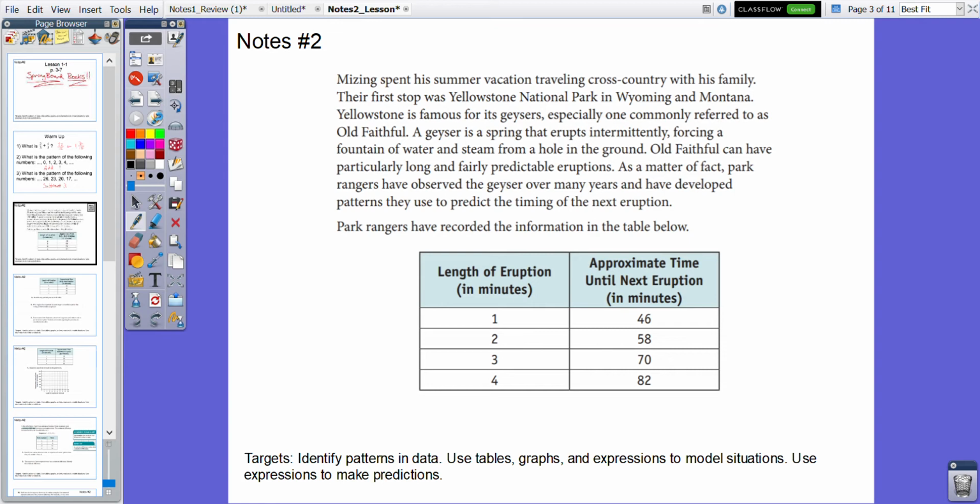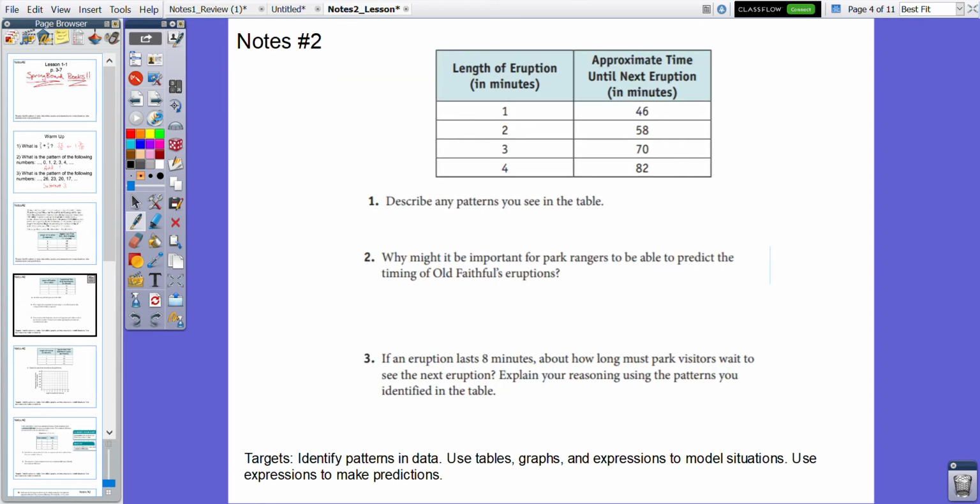As a matter of fact, park rangers have observed the geyser over many years and have developed patterns they use to predict the timing of the next eruption. Park rangers have recorded the information in the table below. The next slide, that table is still there. Describe any patterns you see in the table.